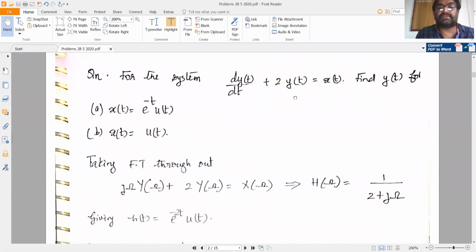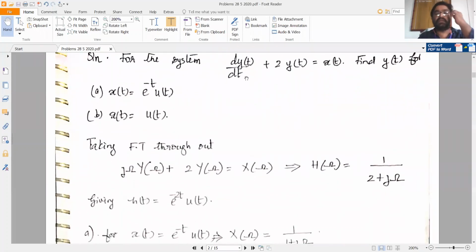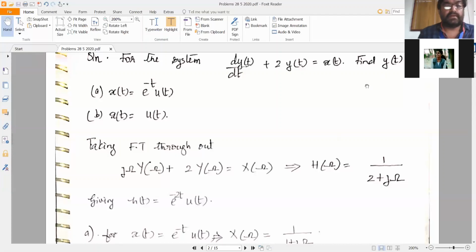Now for the system given here, dy of t by dt plus 2y of t is equal to x of t, you are asked to find out the output y of t for x of t is equal to e raised to minus t into u of t for part A, and x of t is equal to u of t for part B.